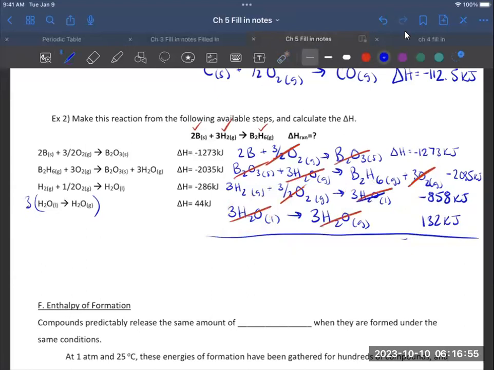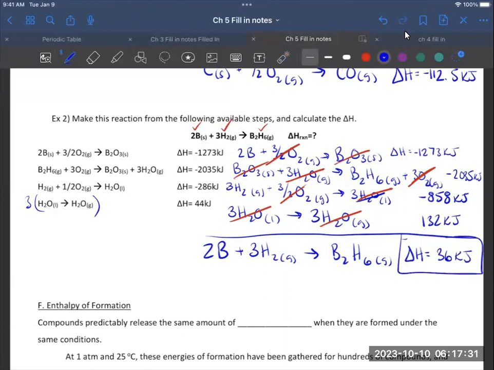So now let's figure it out. We've got everything left over. So on the reactant side, we had 2 B's and 3 H2s. And then on the product side, the only thing that's not crossed out is our B2H6 gas. So this overall reaction does match the one that we want, so we know we did it correctly. Last step is to add together all of the delta H's for the reaction. So this delta H is going to be 36 kilojoules. Okay, so now we know what the delta H of this reaction is. Okay, so that is Hess's law.